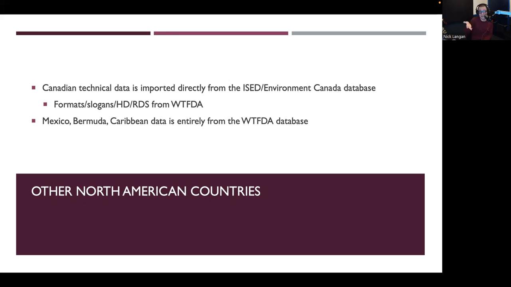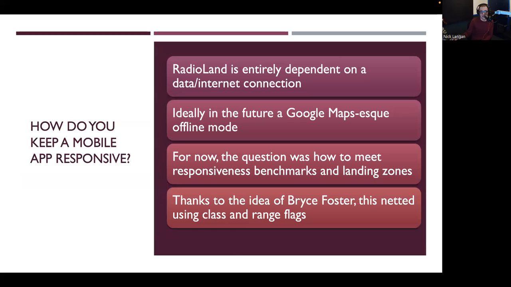interests. And obviously, if you travel to Mexico City, any of the points down there. So that is how the data looks. And so in doing a mobile app, you have to consider responsiveness. RadioLand is entirely dependent on an internet connection. If you've used it, you may have noticed this. If you turn on airplane mode on your device, you're not going to get listings.